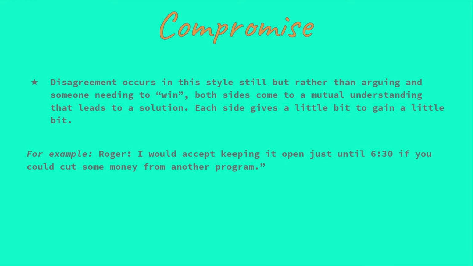Compromise is a disagreement that occurs in this style still, but rather than arguing and someone needing to win, both sides come to a mutual understanding that leads to a solution. Each side gives a little bit to gain a little bit. An example, I would accept keeping it open just until 6:30 if you could cut some money from another program. So I would accept this if you could do this.